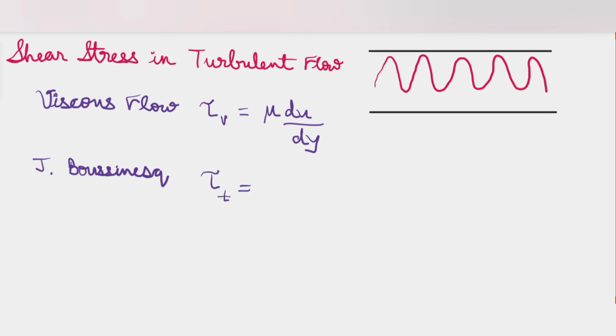Tau t is equal to eta du bar by dy. Now what is this u bar? Here I have drawn this figure, and suppose I show this distance as y from the boundary, then u bar is my average velocity at a distance y from the boundary.